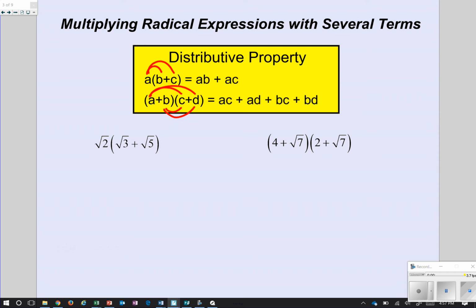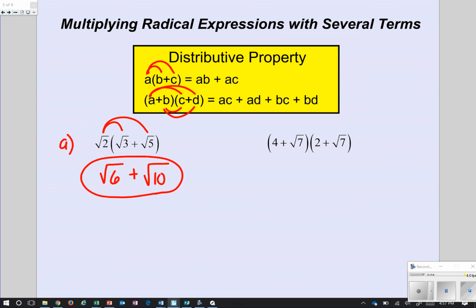So when multiplying example A, we would distribute the square root of 2 to both radicals. The square root of 2 times the square root of 3 is the square root of 6. And the square root of 2 times the square root of 5 is the square root of 10. And there's nothing more I can do to simplify this expression, or either of those two radicals, so it's simplified.